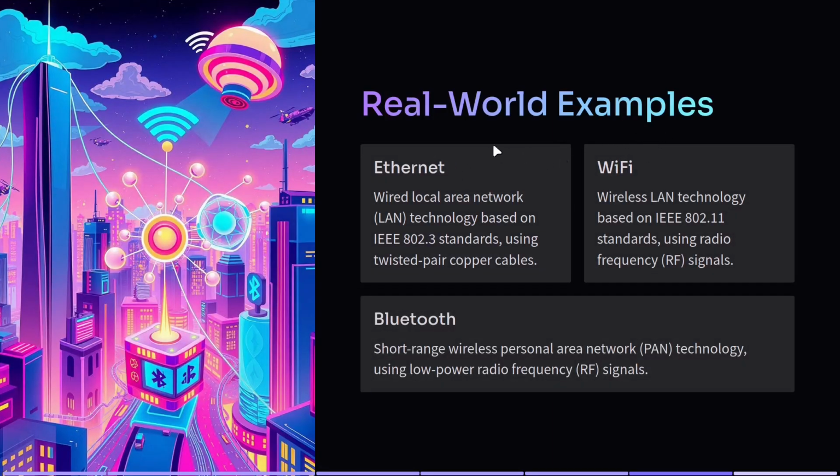Real-world examples. Some real-world examples may include Ethernet cables, which is a wired local area network, or LAN, technology based on the IEEE 802.3 standards using twisted pair copper cables. Wi-Fi, or the wireless local area network technology based on the IEEE 802.11 standards using radio frequency, RF, signals. And another example is Bluetooth, the short-range wireless personal area network, or PAN, technology using low-power radio frequencies.